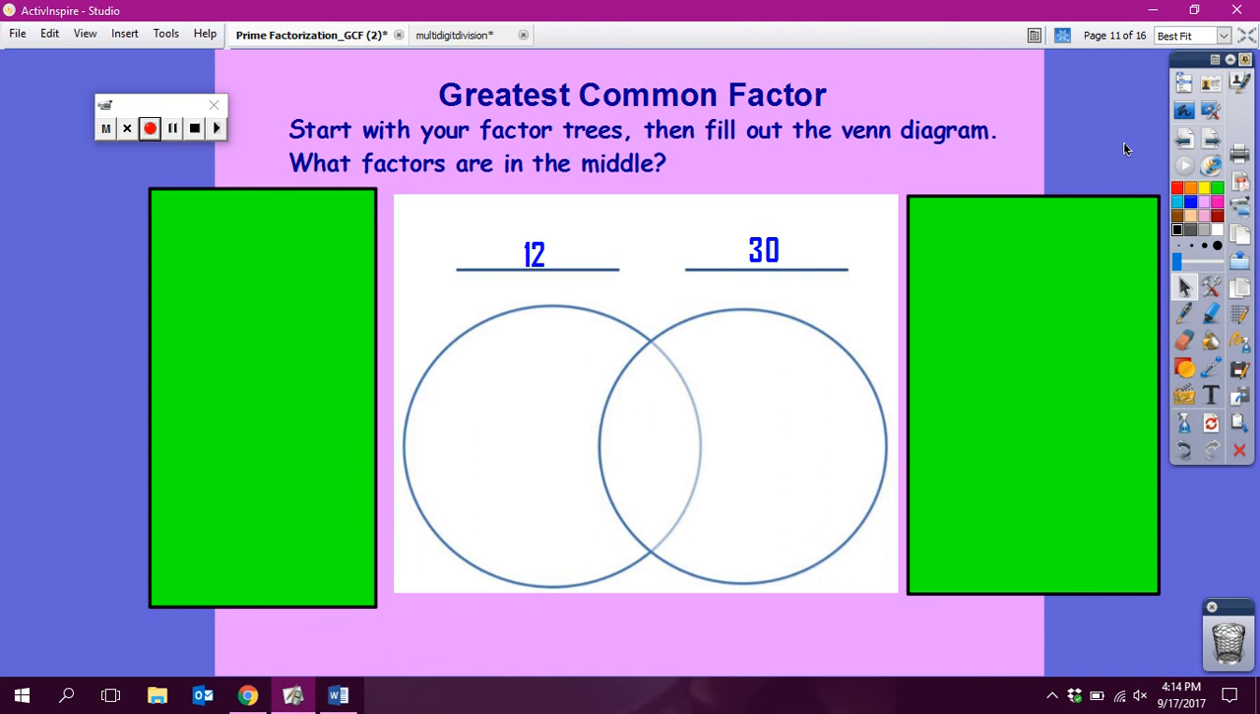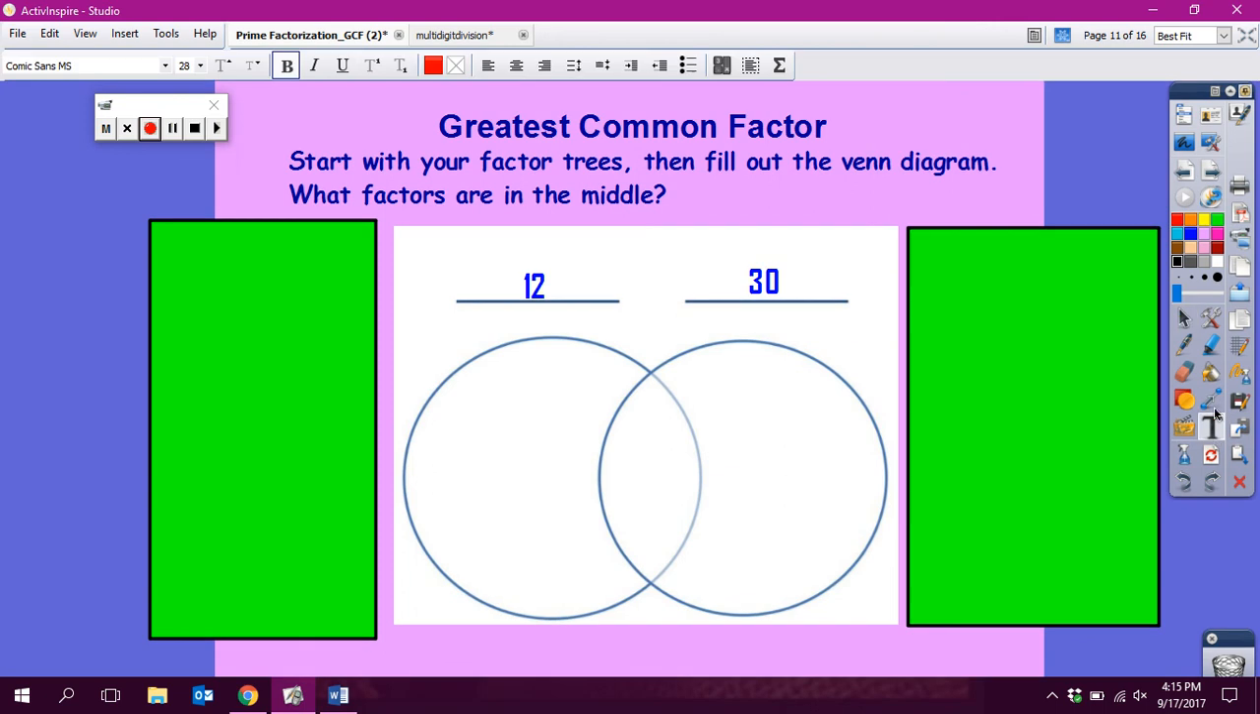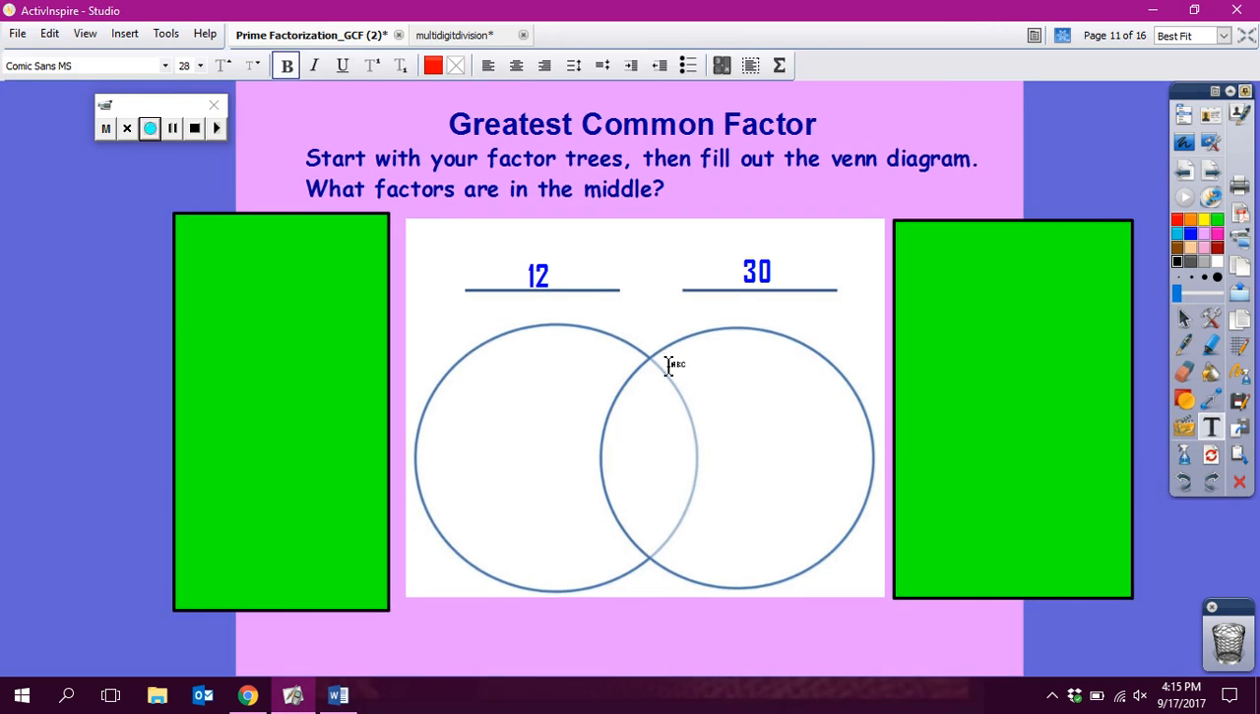Alright, so when I'm finding greatest common factor, I want to start with the factor trees. Remember, I've got a Venn diagram here, and in the middle you place things that both of your 2 listed items have in common, whereas on the left side where my 12 is placed, I would place everything that 12 has that 30 doesn't. And on the right hand side with my 30, I would place everything that 30 has that 12 doesn't. So again, I'm going to break down these numbers, and I'm going to switch from red because it's kind of a harsh color. I'm going to start with my base number, which is 12.